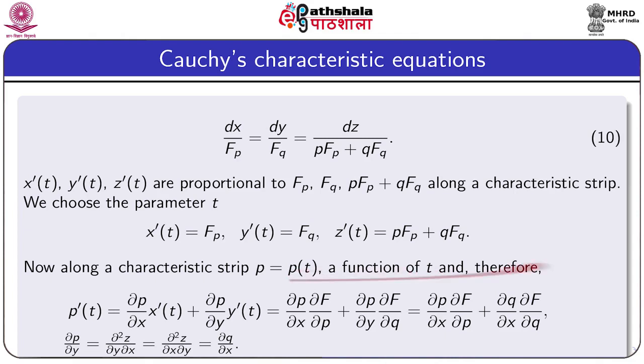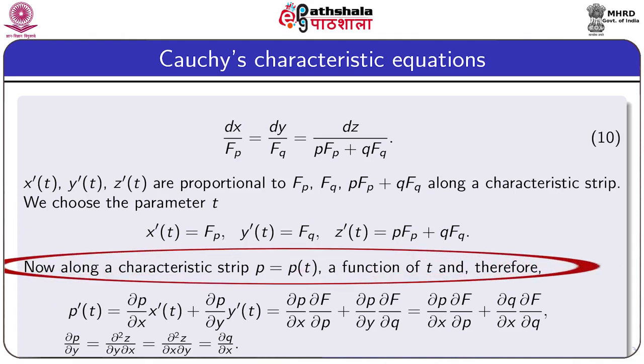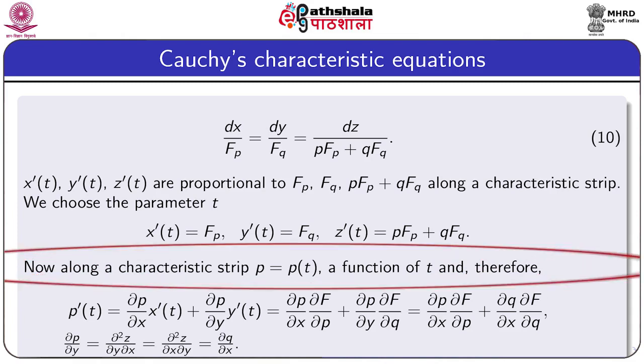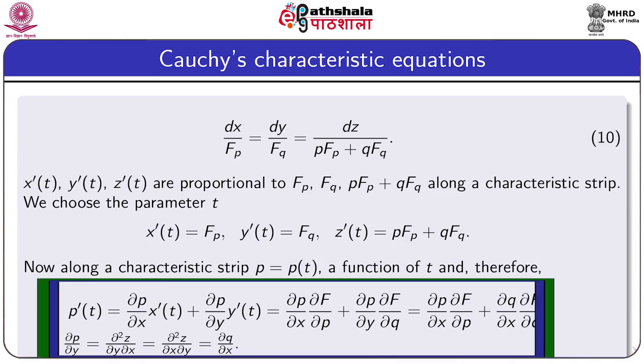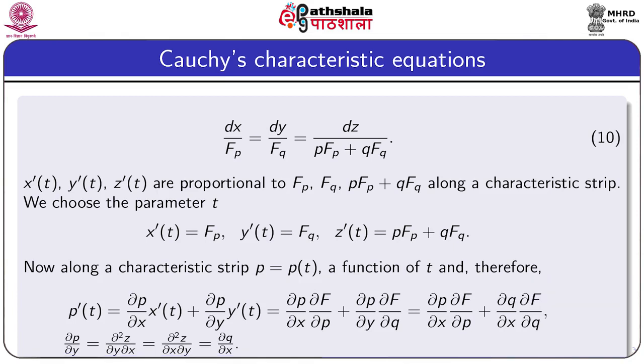So, along the characteristic strip, p is also a function of the parameter t, and that function can be obtained in this way. If you take p dash t, compute p dash t, it is ∂p/∂x dx/dt plus ∂p/∂y dy/dt. Now, substituting the values of x dash t and y dash t, we get this equals to ∂p/∂x ∂F/∂p plus ∂p/∂y ∂F/∂q.